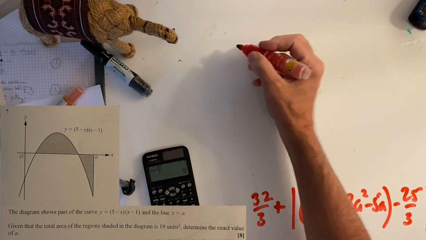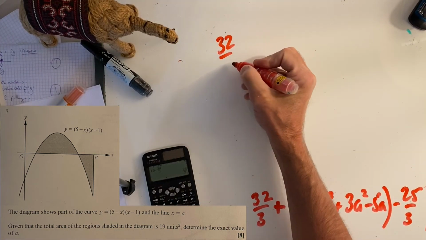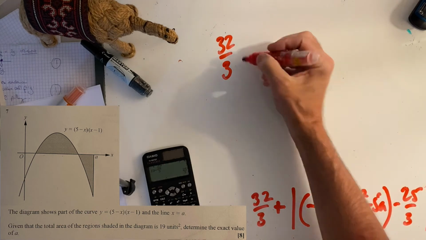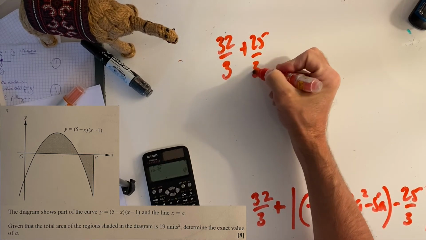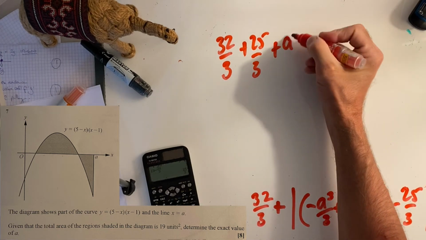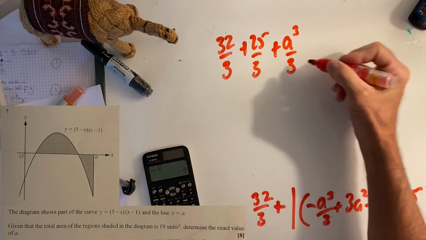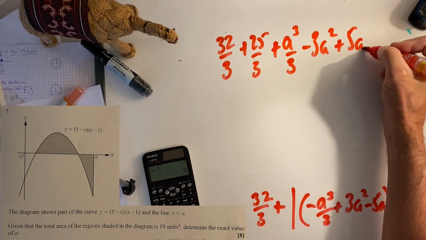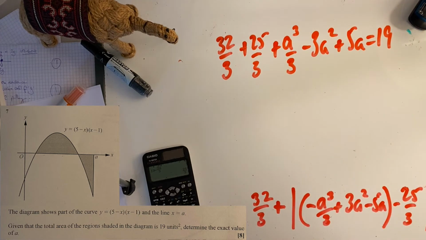The key thing to this is where a lot of people may have made mistakes. This area, if I did it, becomes a negative. So I'm going to multiply everything here by -1 to make it a positive. So I end up with plus 25 over 3. And then I'm going to times all of this by -1. So I get plus a cubed over 3 minus 3a squared plus 5a equals 19.